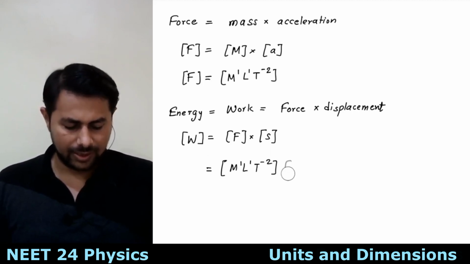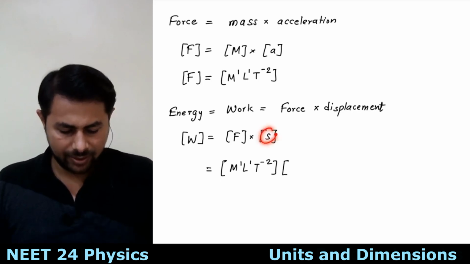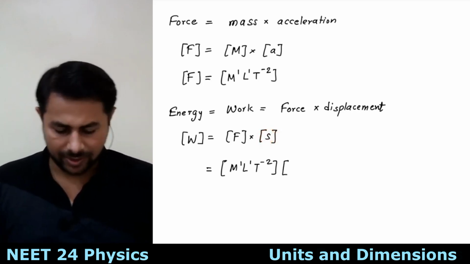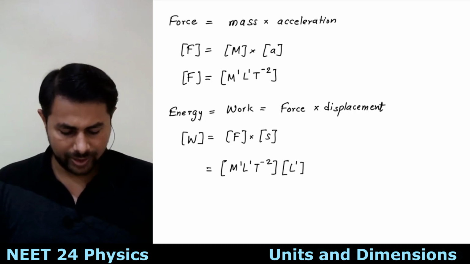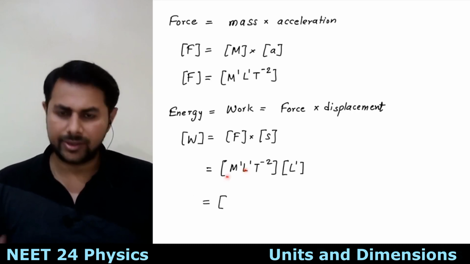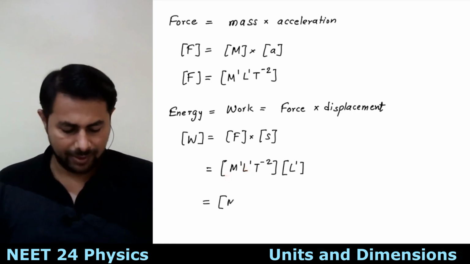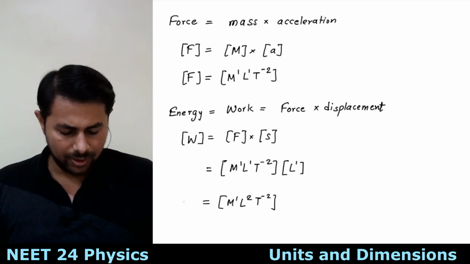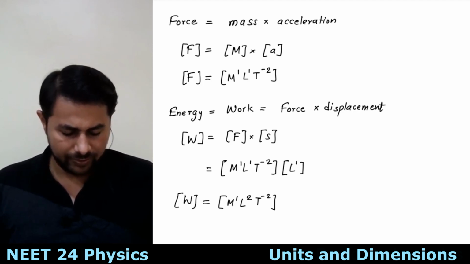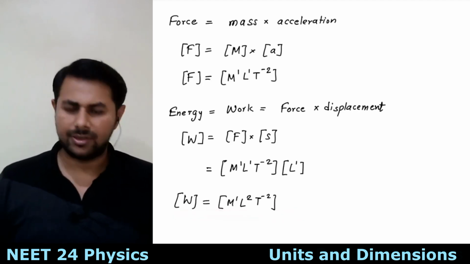Okay, and dimensions of displacement, this is not second, this is distance, displacement, that is L raised to 1. So therefore you have m raised to 1, L raised to 2, t raised to minus 2, m1 L2 t minus 2. So this is the way in which we can find out dimensions, right?